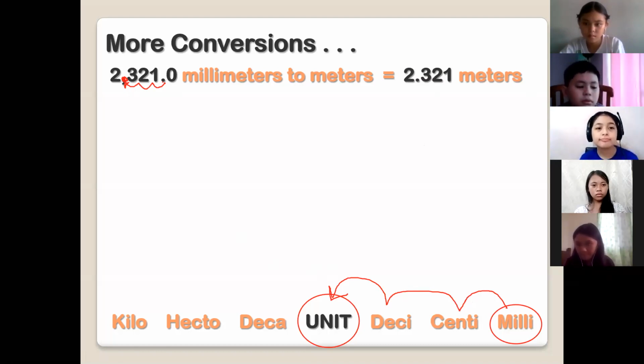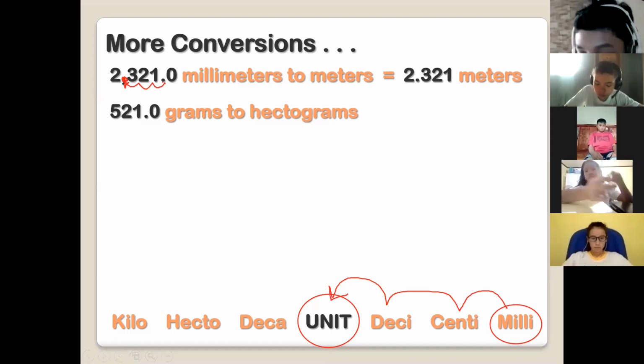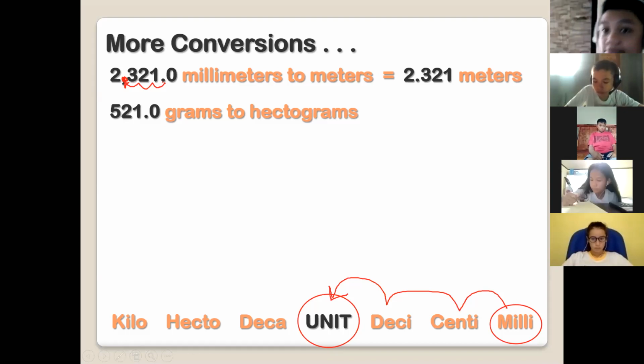So do you understand, Chloe? Okay, let's try another person to answer this question. 521 grams to hectograms. 521 grams to hectograms. Let me ask Rohan.